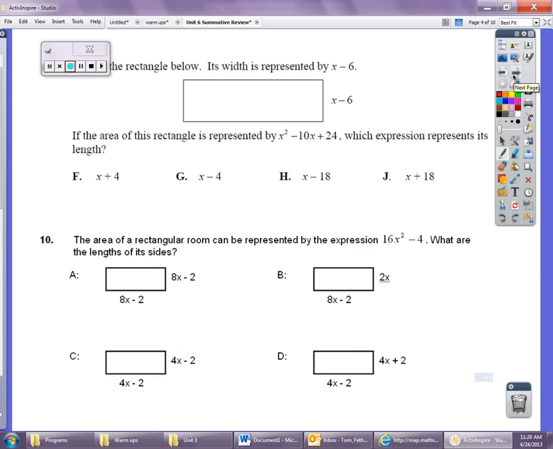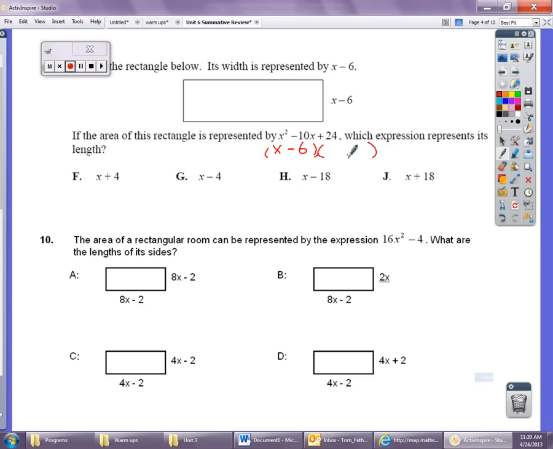Question number 9. We have a rectangle. The width is x minus 6. If the area is x squared minus 10x plus 24, which represents the length? Well, what we want to do is factor this. We know that one factor already is x minus 6. Well, what's the other factor?